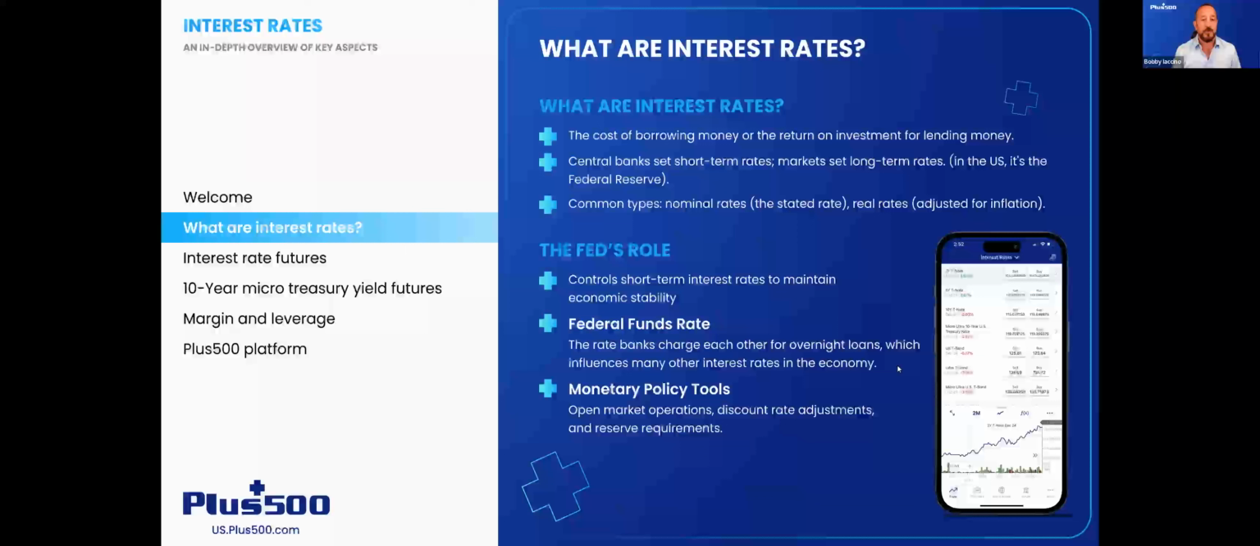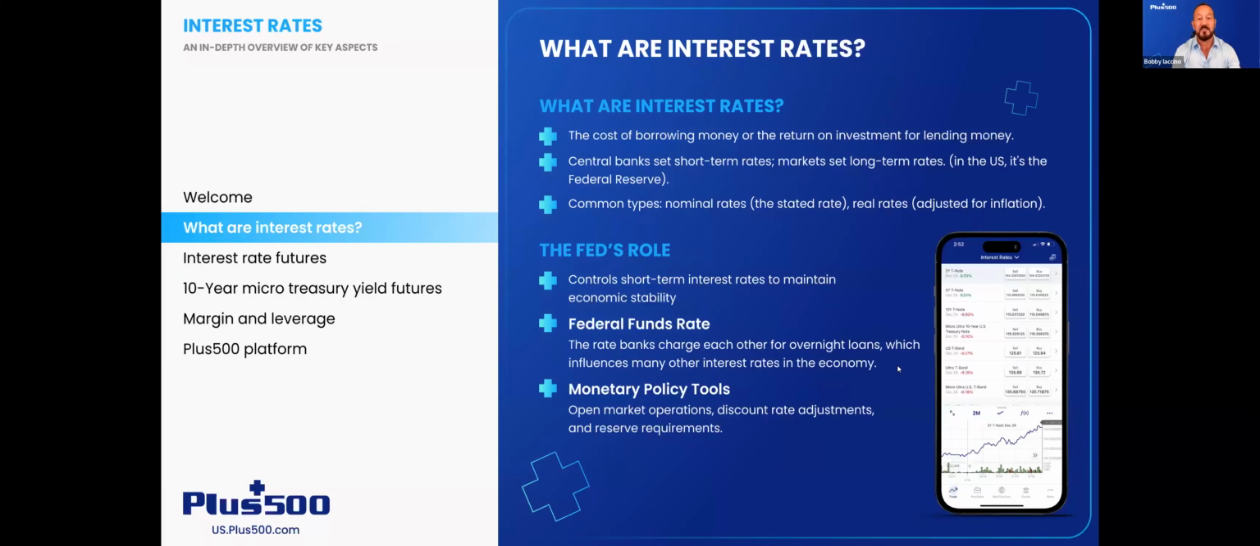So what are interest rates? Interest rates are the cost of borrowing money or the return on investment for lending money. So we call it the cost of money. Central banks set short-term interest rates. Markets set long-term interest rates.